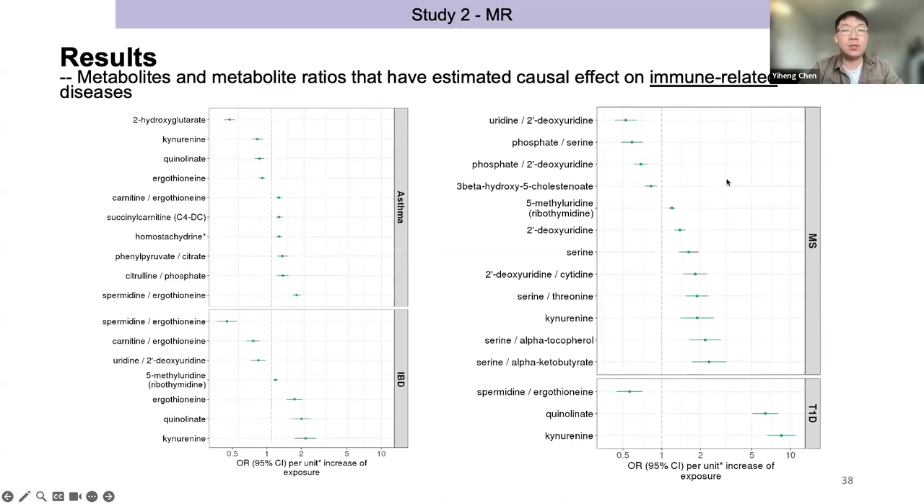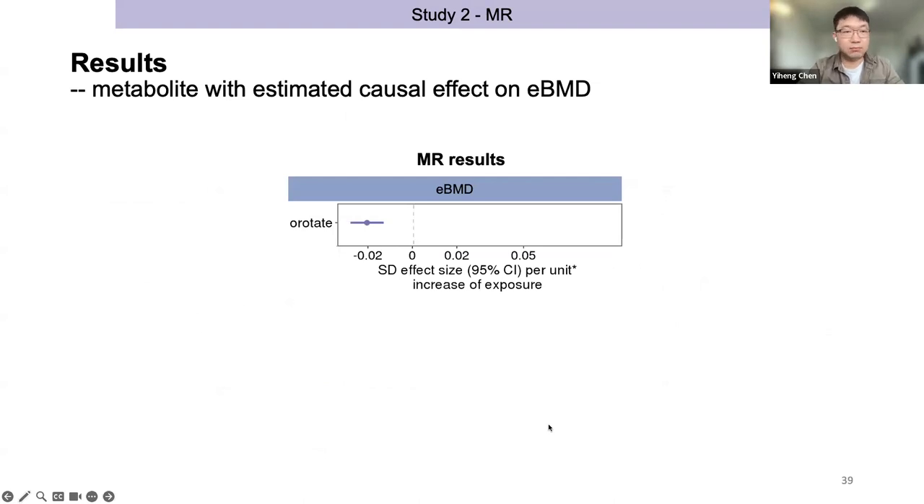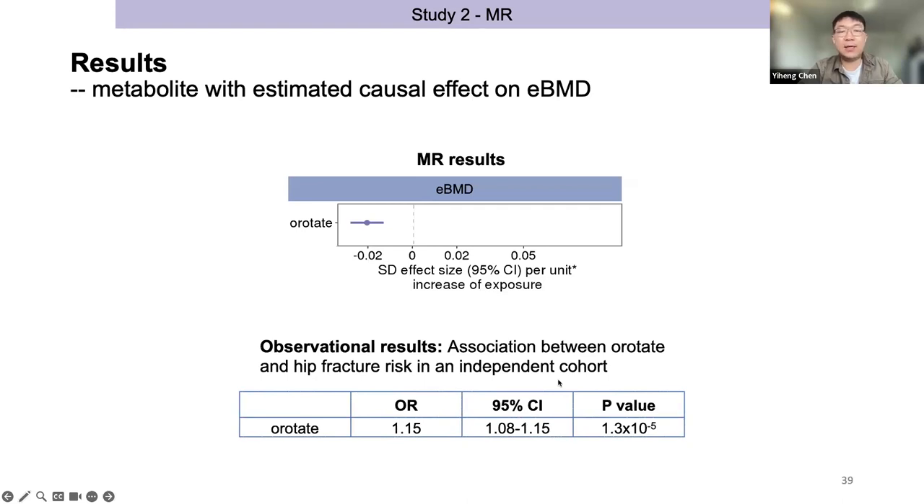The two examples I want to discuss more here: one is orotate with estimated bone mineral density. Through MR, we find that increasing genetically predicted level of orotate is associated with lower estimated bone mineral density. This is interesting because, using an independent cohort, we found that a higher level of orotate is associated with higher risk for hip fracture. This is consistent with our MR results, where both results suggest that the increased level of orotate is somehow involved in the impairment of bone health.